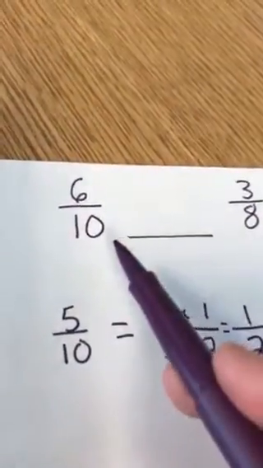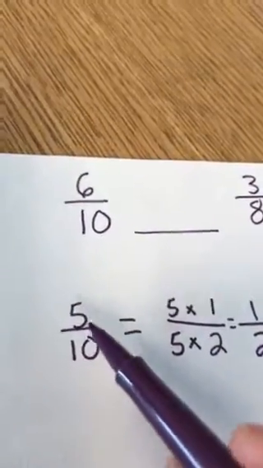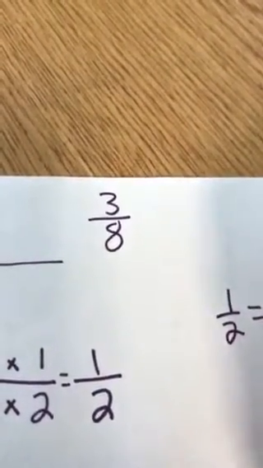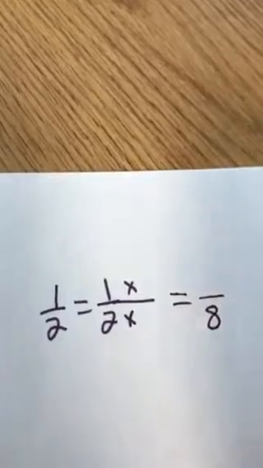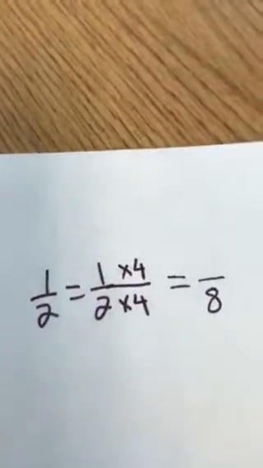I know that 6/10 is larger than 5/10, so 6/10 must be larger than 1/2. And I can do the same for 3/8. So 1/2 equals 1/2 times something over something to get me a denominator of 8. 2 times 4 equals 8. So I'm also going to multiply my numerator by 4.